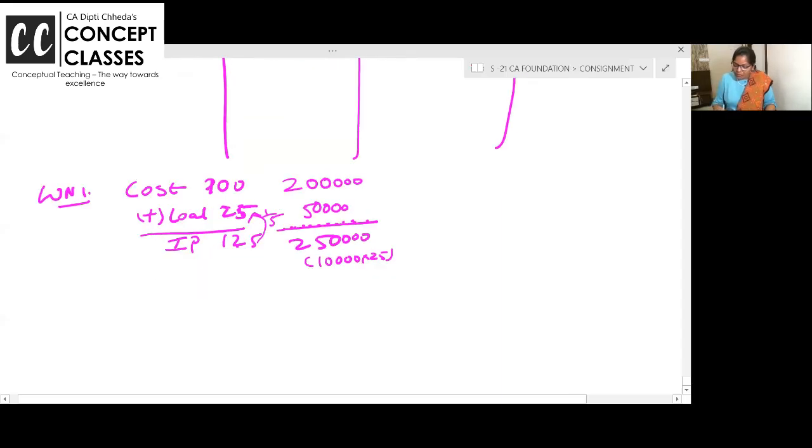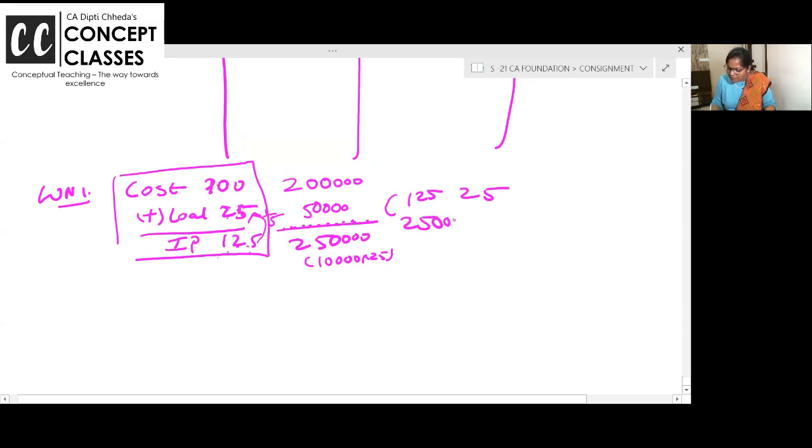So, what is the equation? 25% loading on cost. So, invoice price is 125. पहले exam में इतना बना लेना. Now, invoice price which is included in the pro forma invoice is 250. Now, 125 में 25 profit है. 2,50,000 में कितना?